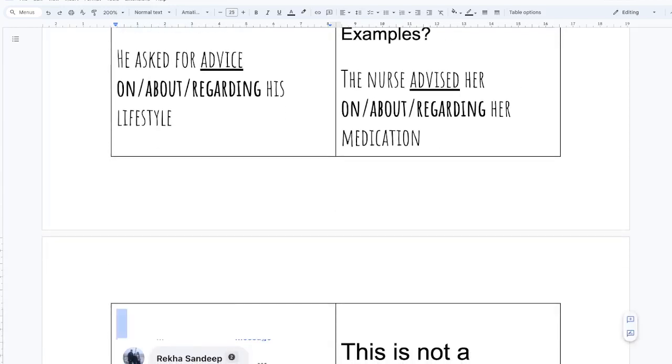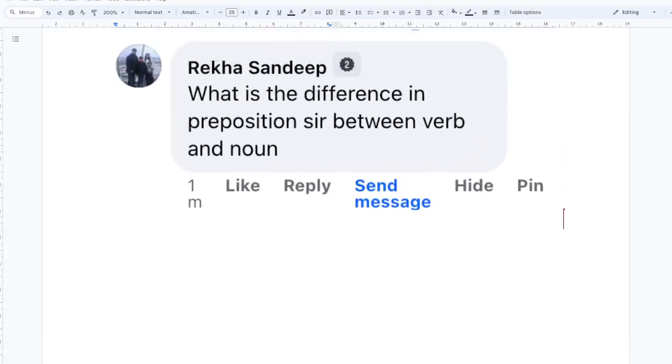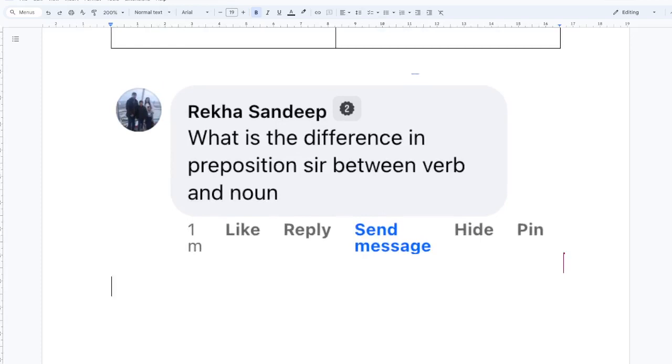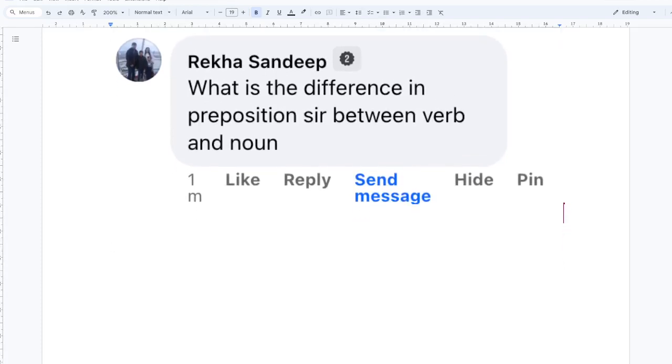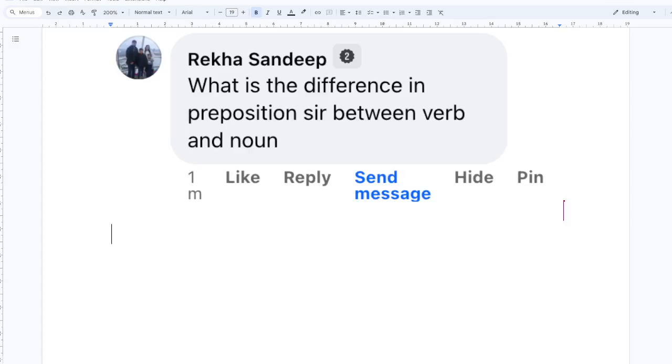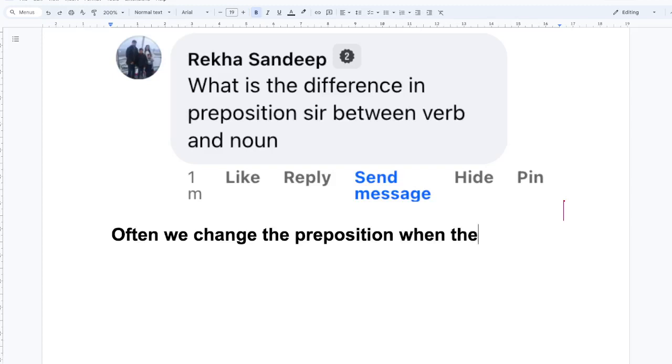And Rika, to finish this class, I will answer your question. So guys, Rika says, what is the difference in prepositions between verb and noun? Well, Rika, this is what I'm saying. Often we change the preposition when the form of the word changes.